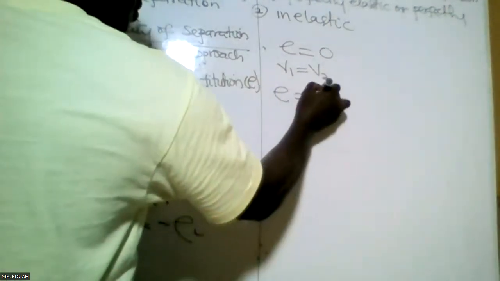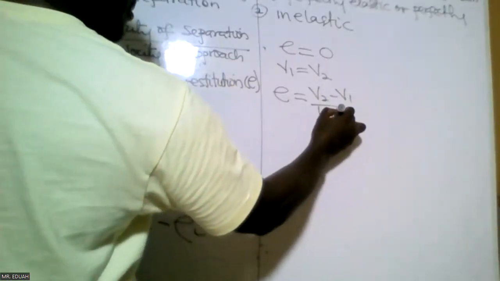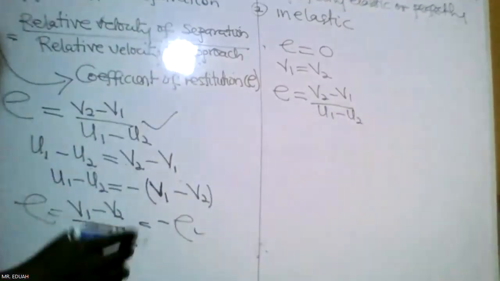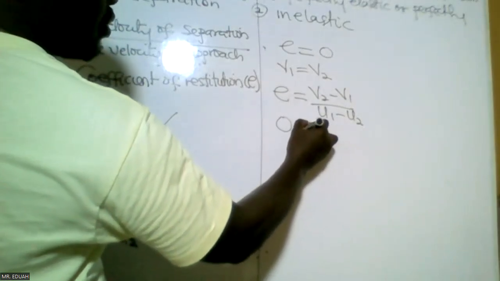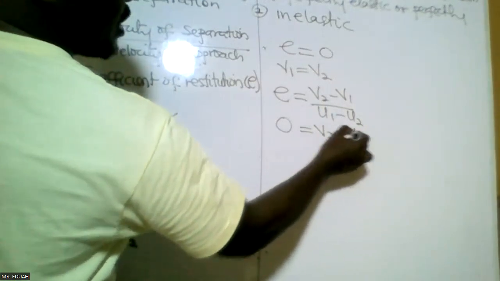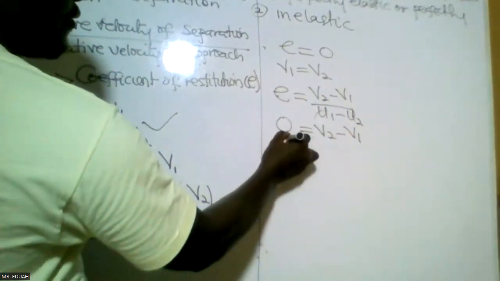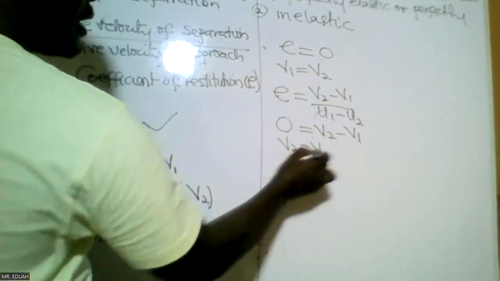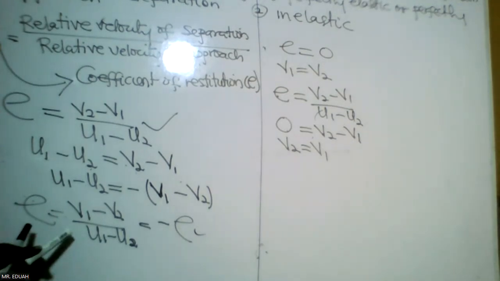e is equal to V2 minus V1 over U1 minus U2. Now, if e is 0, you have only V2 minus V1 equal to 0, because once this is 0, when you multiply, you have V2 equal to V1. Confirming it, if this is the one that you want to use, then once this is 0, we'll get the same thing. Is that okay?